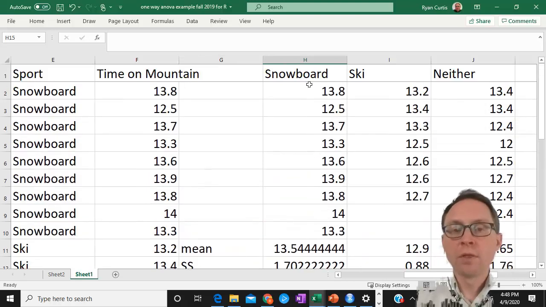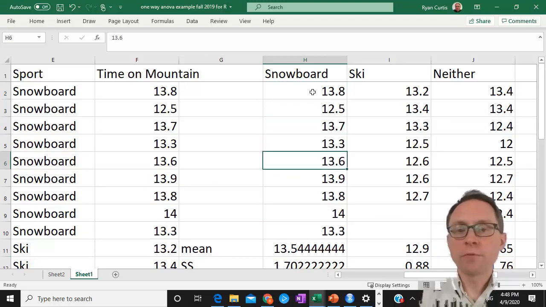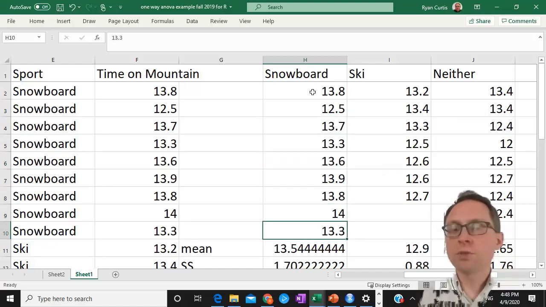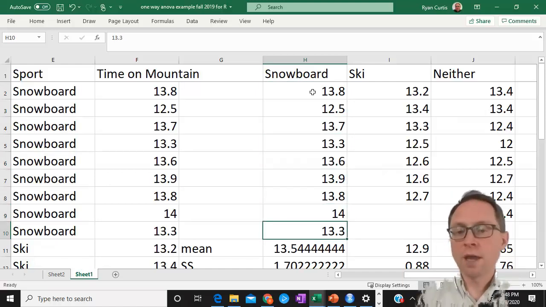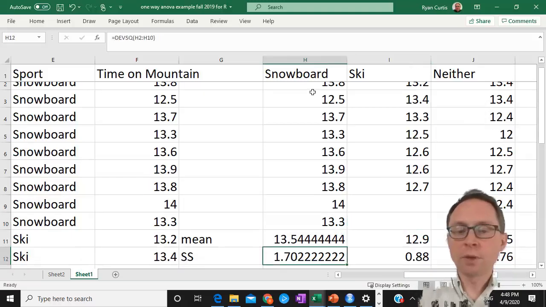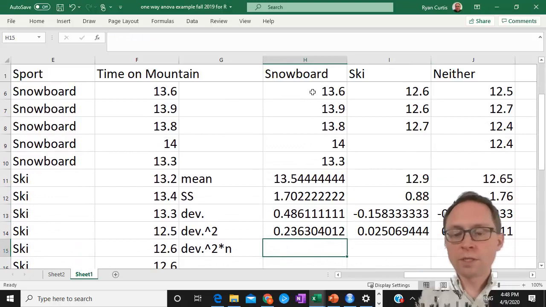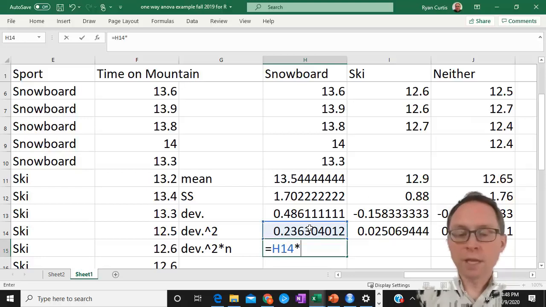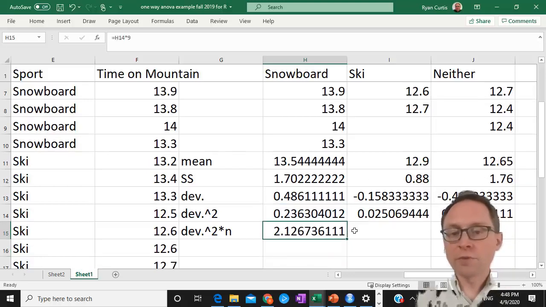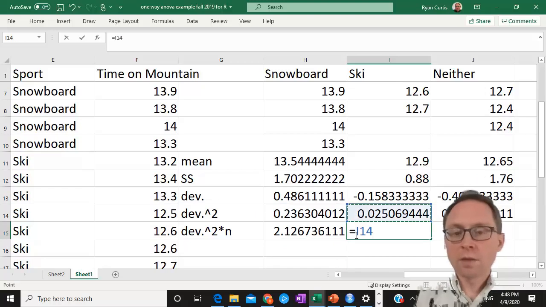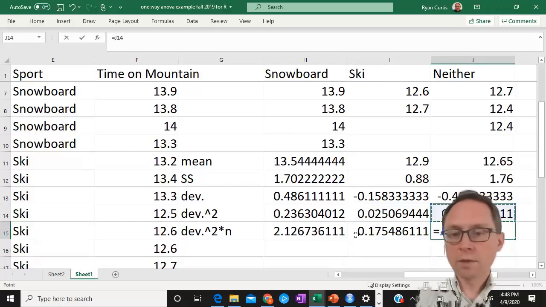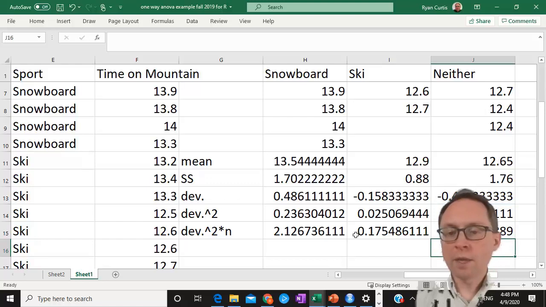So for example, there are, let's see how many snowboarders we got. 1, 2, 3, 4, 5, 6, 7, 8, 9 snowboarders. So the lowercase n for snowboarders is 9. There are 7 skiers and there's 8 people who are neither. So what we're going to do is take this deviation squared times n. In this case, n is going to be 9. We're going to do that for each of the different groups. So for this one, it's going to be the deviation squared times 7. And for the neither group, it's going to be the deviation squared times 8. And when we do that, we get those numbers.